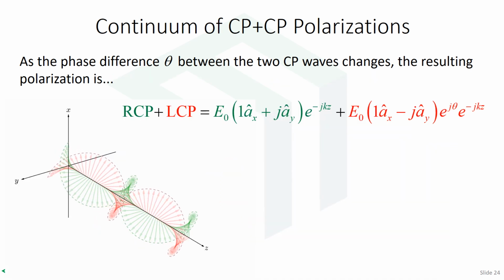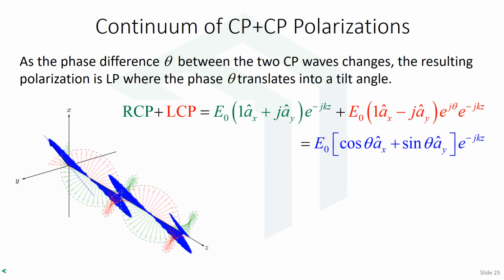There's another continuum when we have two circularly polarized waves added together. I am showing a green and a red. The green has a right-hand circular polarization. The red is left-hand circular polarization. What I'm showing here is not the red wave or the LCP wave propagating. I'm just adding phase to it. So we have two circular polarizations, and I'm just taking one and adding phase to it relative to the other. What does the composite wave look like when adding those together?